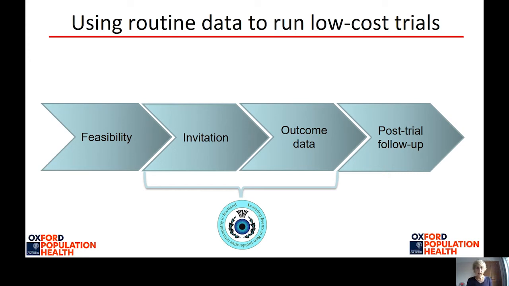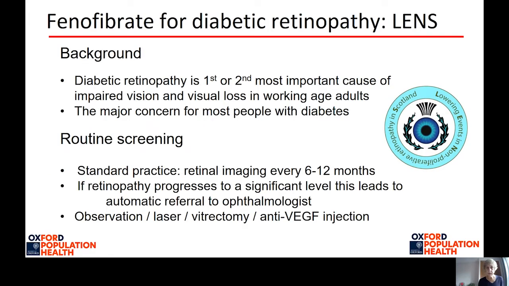I'll use this diagram to describe the various different trials. We can use routinely collected information at various stages in the trial. For LENS, it was used both for invitation and outcome data. I'll just give you a little bit of background.